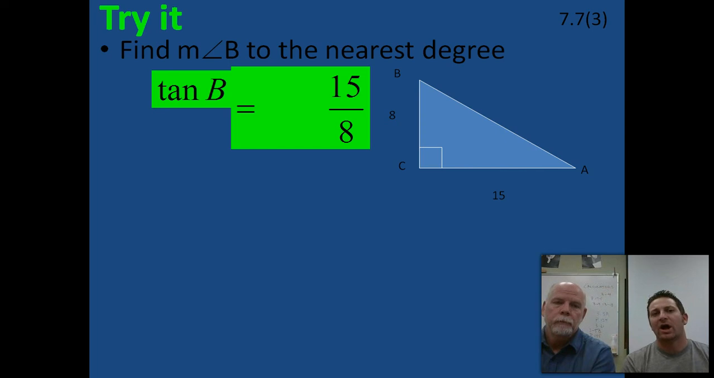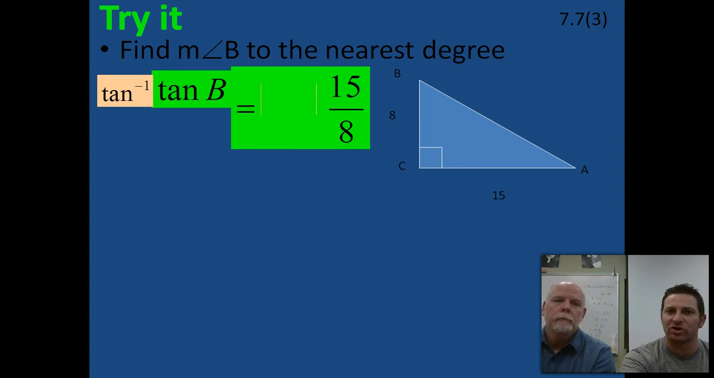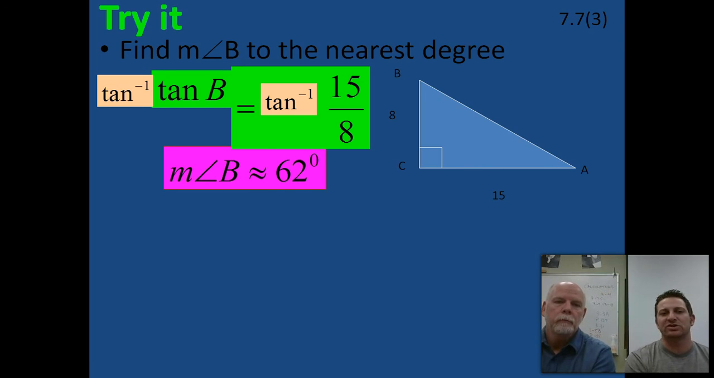So when you're writing these up, I would do the same thing. Put a little space between that fraction and the equal sign, so that when you put inverse tan on the left to cancel it out, and then you put it on the right, you're putting it right in front of that fraction. And then all you have to do is pop inverse tan of 15 over 8 into your calculator. Hit enter, and you'll get that the measurement of angle B is 62.